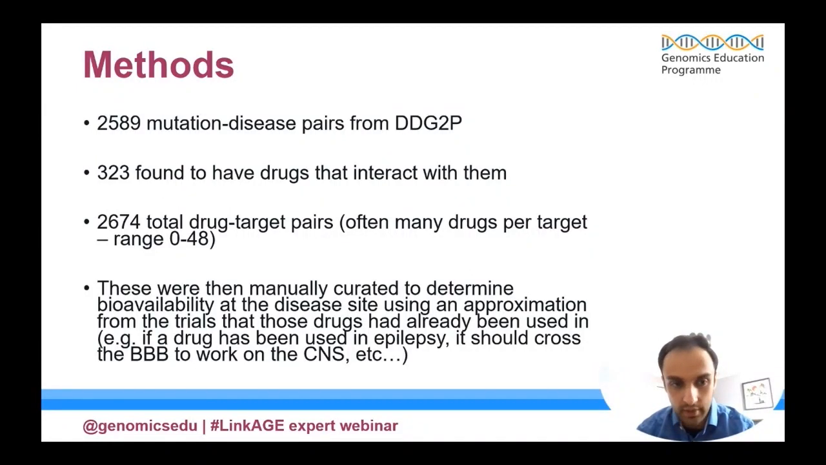And the reason this number is so high is because a lot of diseases had zero. Indeed, only 323 out of the 2589 had drugs that interacted with them. But the range of drugs that interact with any one disease can range from 0 to 48 drugs. That means that number becomes very large very quickly. And then these were manually curated, as I previously described, to determine their bioavailability at the site in question, to see whether or not these drug target pairs were actually likely to work at the target site in question.